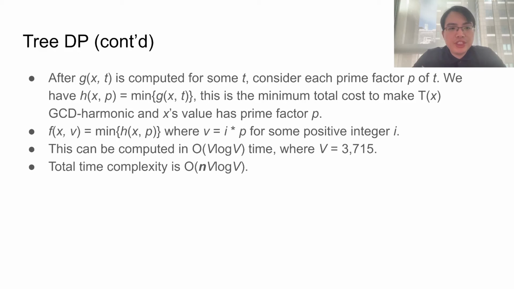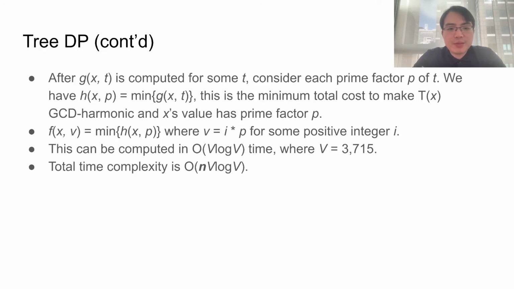After we have computed gxt for every possible t, we will need to derive fxv from gxt. Let's consider each prime factor p that belongs to t. We will have hxp that equals the minimum of gxt. This is the minimum total cost to make Tx GCD harmonic, plus we will have x's value contain a prime factor p. Now fxv can be derived by taking the minimum of hxp, where v is a multiple of p.